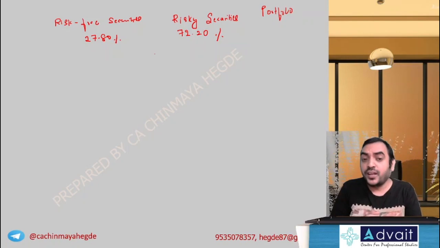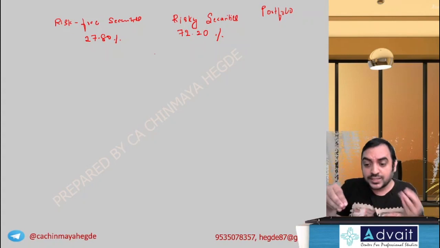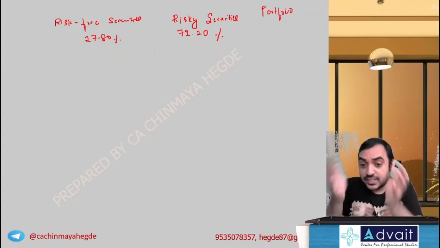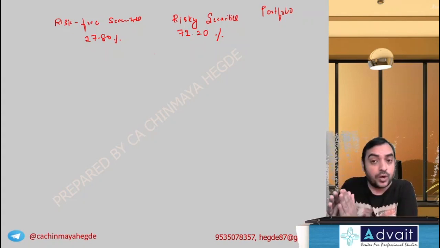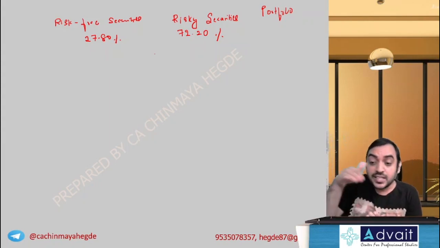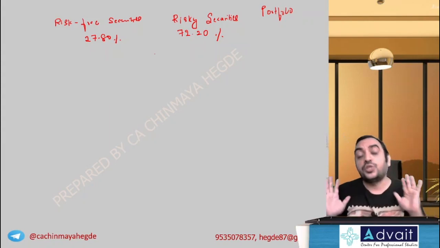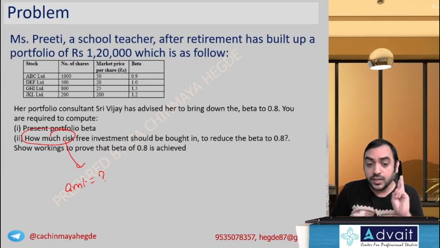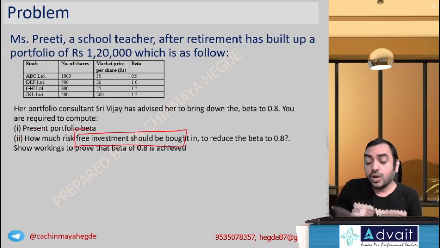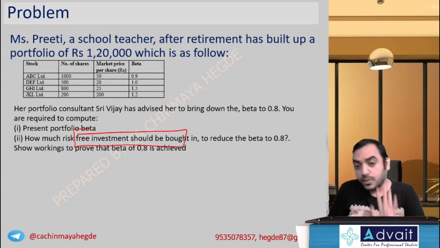Are you able to get the point? There are two ways of interpretation. One, the existing portfolio remains the same, an additional amount I will bring in. Another, the existing amount is going to be my total amount. I am not going to bring anything new. Existing risky securities I will sell and substitute the other one. Introduction versus substitution. Two methods are possible. In this problem, how much risk-free investment should be brought in? So additional amount is our interpretation, but the other interpretation is also possible.